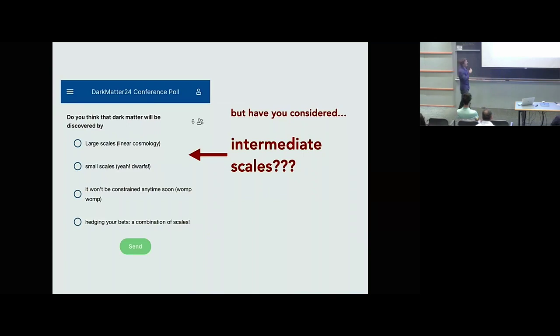But I think it's a serious question, right? Is it really only large or small? Is that dichotomy valid, right? And so today I want to talk about the intermediate scales. I want to set up what I mean by that, a bit of theoretical understanding. Then we'll talk about what we're currently doing to measure the structure of halos on those scales. And then I'll go to future simulations.